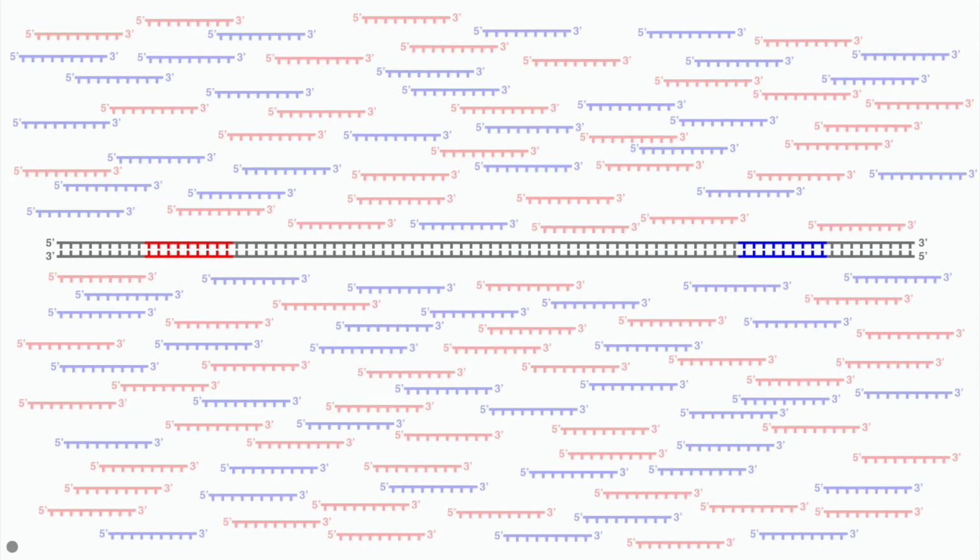Another thing to keep in mind is that the reaction mixture contains a significant excess of primer molecules relative to the DNA template molecule. At the start of the reaction, primer molecules will generally outnumber the template molecules by a factor of 1 billion or more.